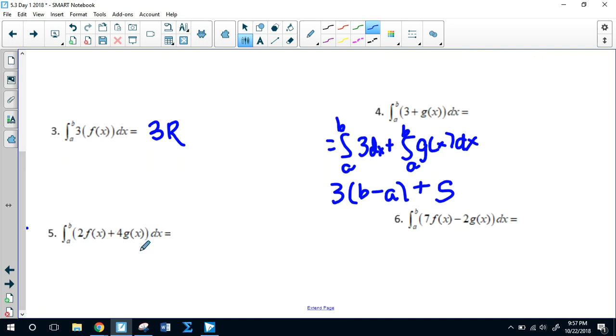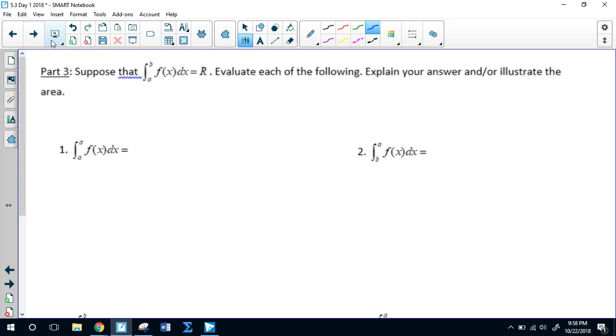All right, and this is just the rules kind of put together. So you've got the addition rule and the constant rule. So this, I hope makes sense. It's going to be 2 times r plus 4 times s. The last one, same thing. 7 times r minus 2 times s. Nothing too tricky there. Okay, and then the next 4 questions are pretty much the same thing, just paying attention to the order of the integrals.